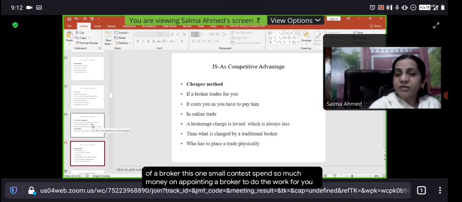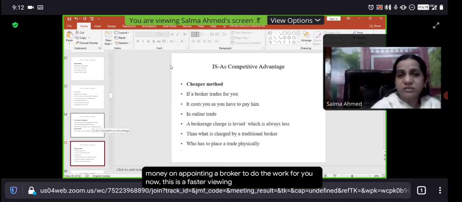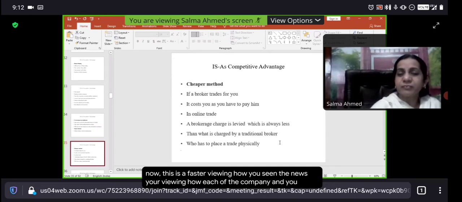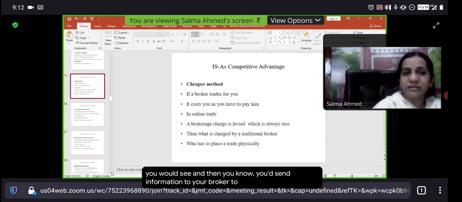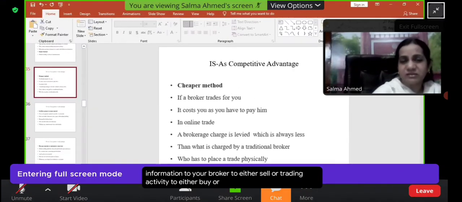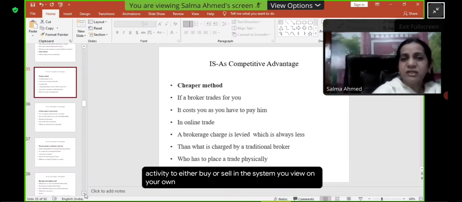Now, this is a faster method. You're seeing the news, you're viewing how each of the companies perform, and you immediately decide either to sell or buy. In an offline system, you would see, and then you'd send information to your broker to either sell or buy. In the online system, you view on your own, you see in the dashboard how the companies are performing, and get the work executed.